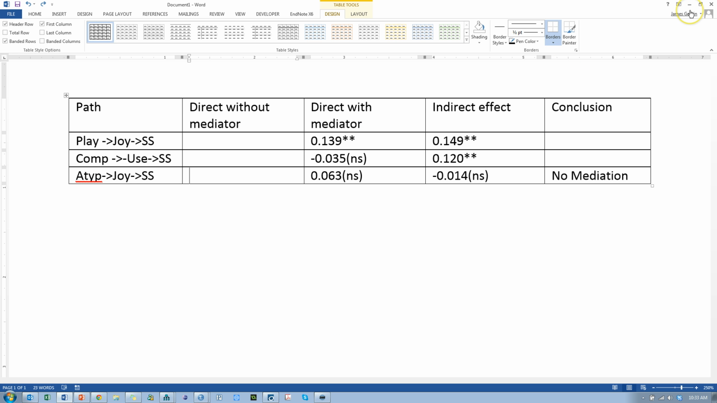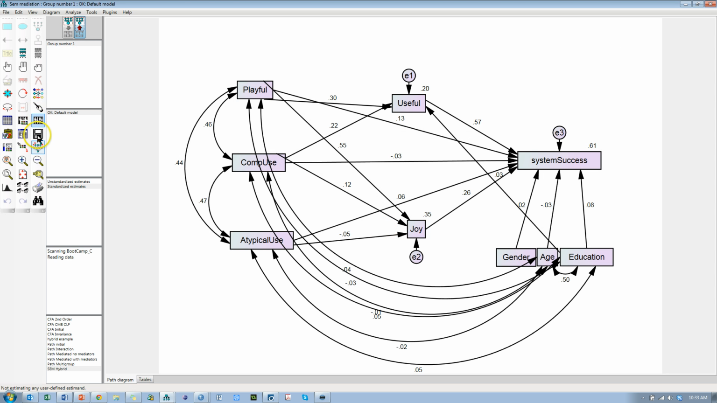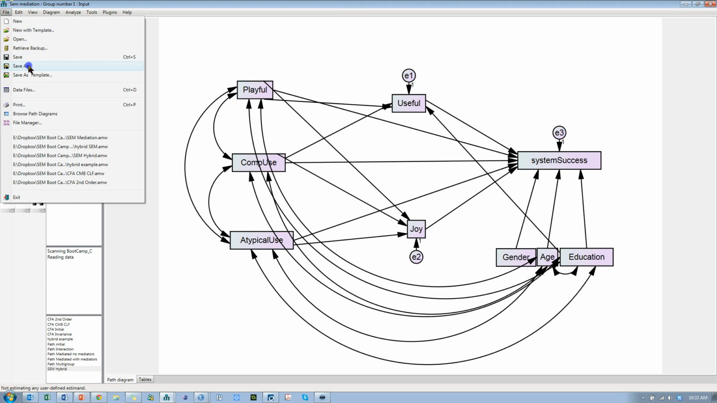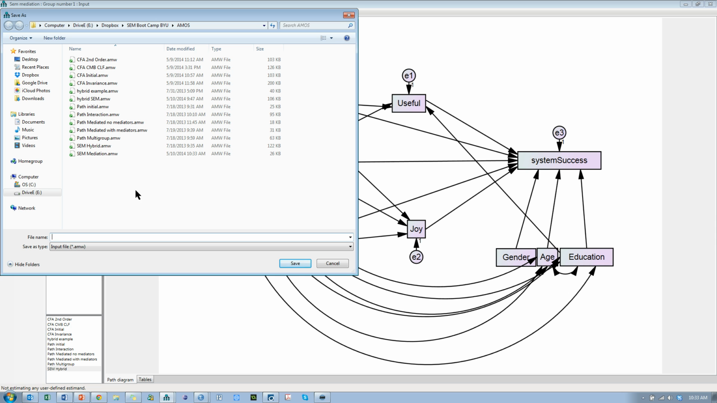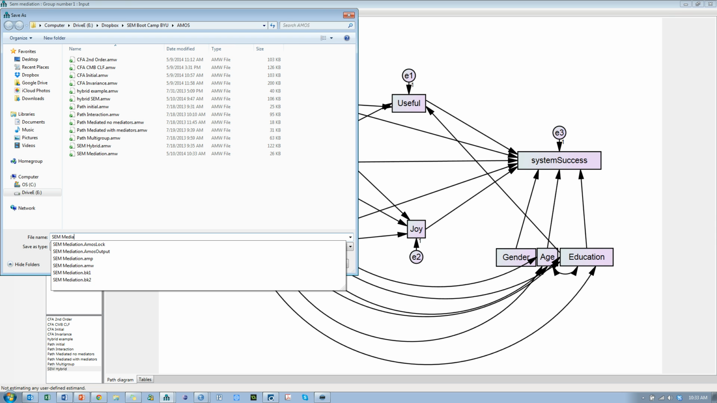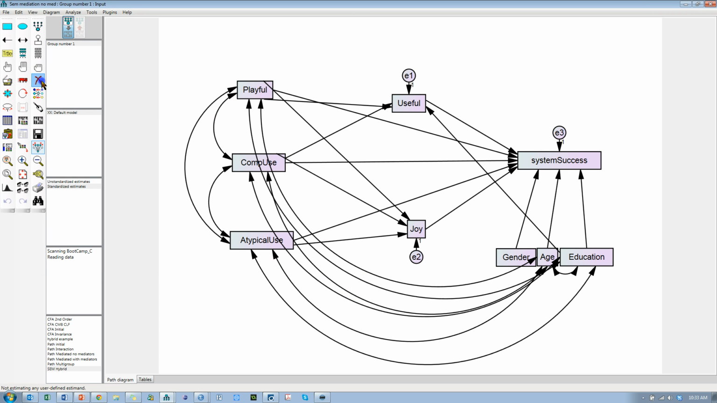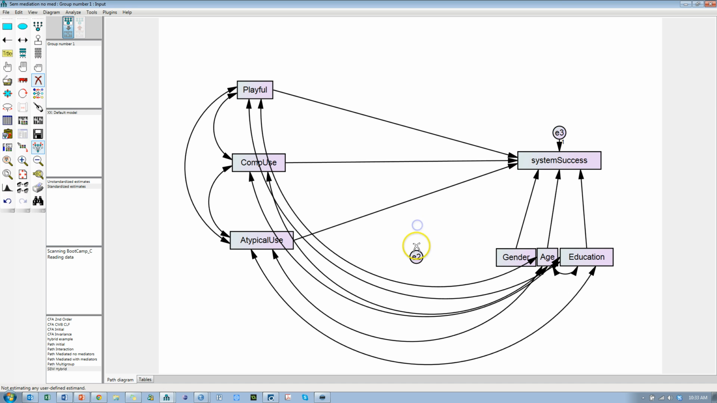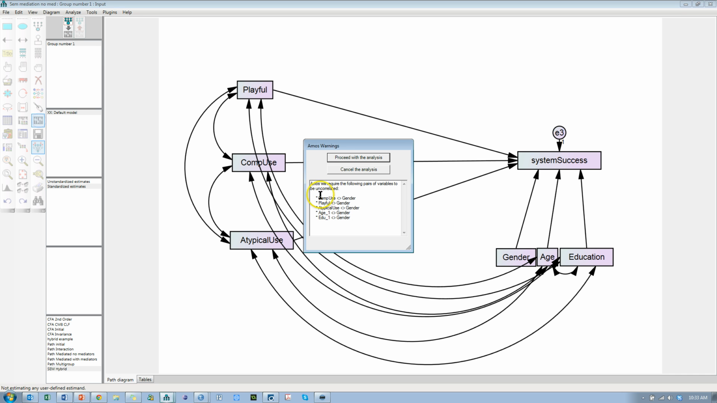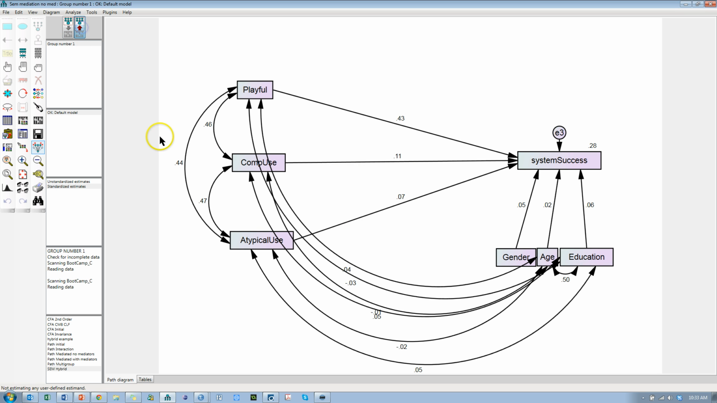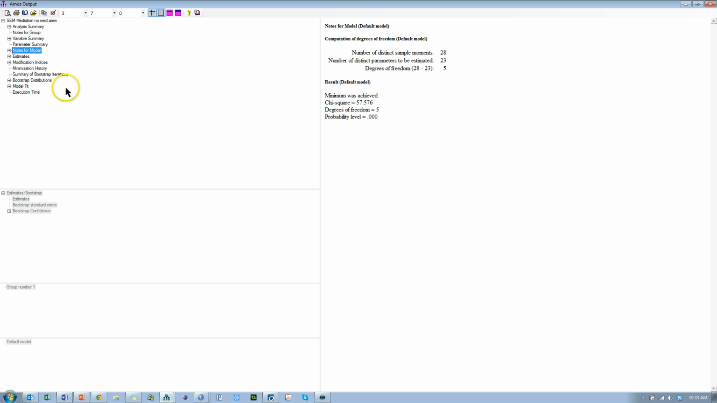All right. Next, we need to do all of this without the mediator. So, save, file, save as, SEM mediation, no mediator. Something like that. And now you just kill the mediators. Adios. And run it. And we're just looking at direct effects now. So run it, proceed, up arrow, and let's look at the output. Estimates.